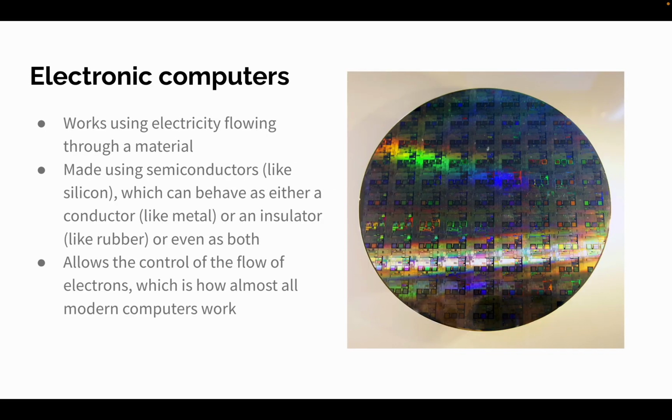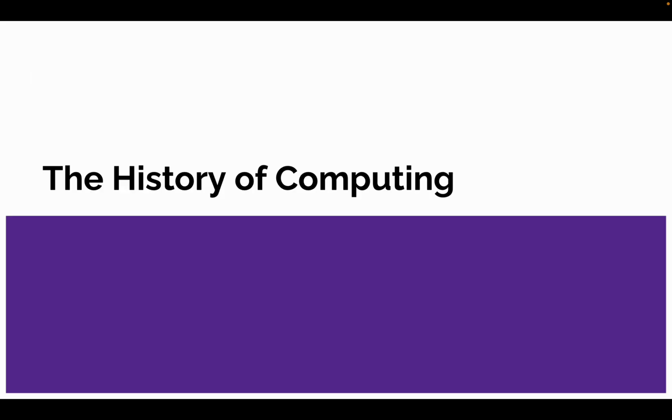Then we have the concept of an electronic computer. All these concepts are going to come together. This operates through electricity, electrons flowing through a material. They're made using a unique type of material called a semiconductor, usually silicon, which is interesting in that it has the properties of a conductor and an insulator, so it can be used as a conductor or an insulator, or even both. It can be used to control the flow of electrons, which is very important for computing, and it's how almost all modern computers operate.